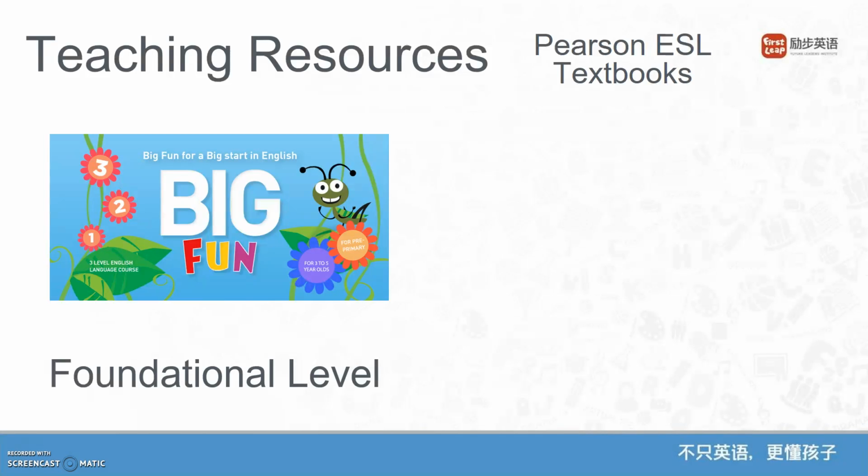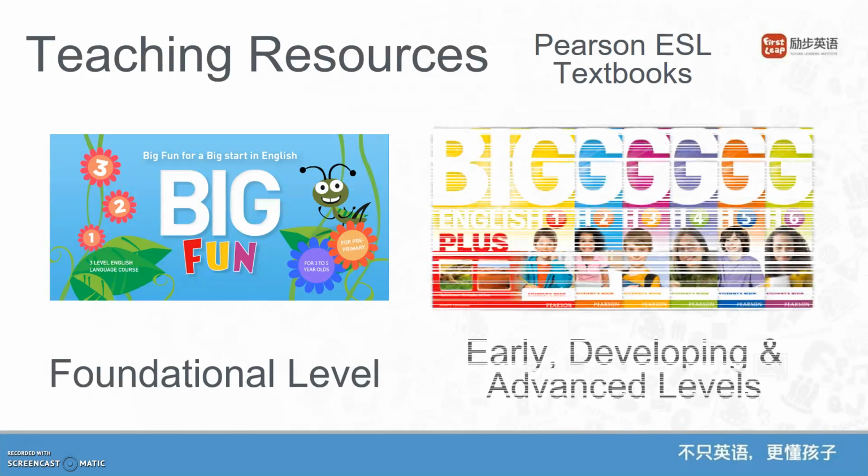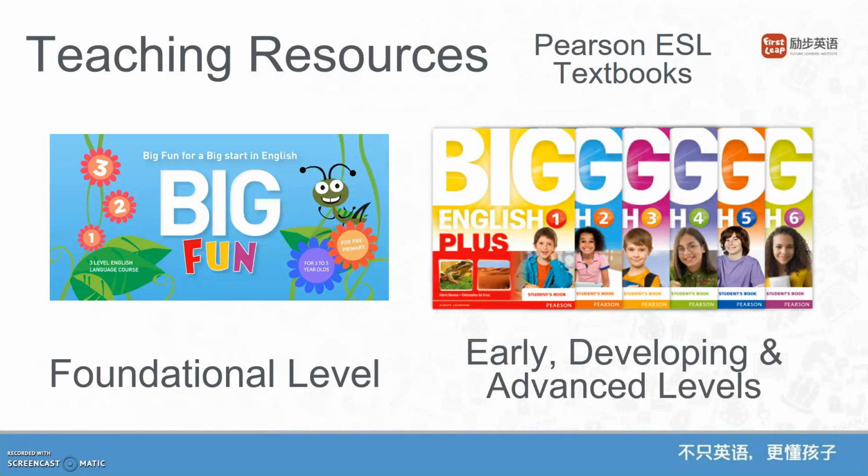Book 1 covers 8 topics, and then Book 2 covers the same 8 topics using different content and language that is more advanced than the first book as they progress through the levels. The Big English series is used for the higher levels with primary school students.